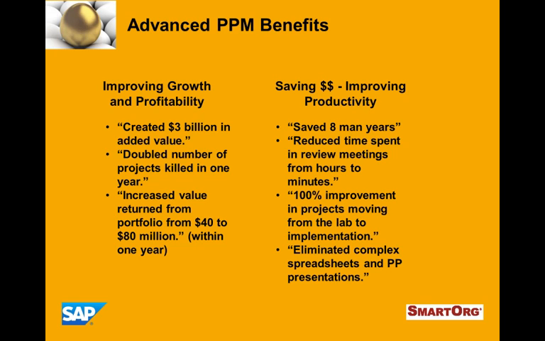One company doubled the number of projects killed in 1 year, freeing resources for more valuable projects. And another increased value return from the portfolio, doubled it from $40 to $80 million, simply by understanding all the drivers of values and the risk and uncertainties.